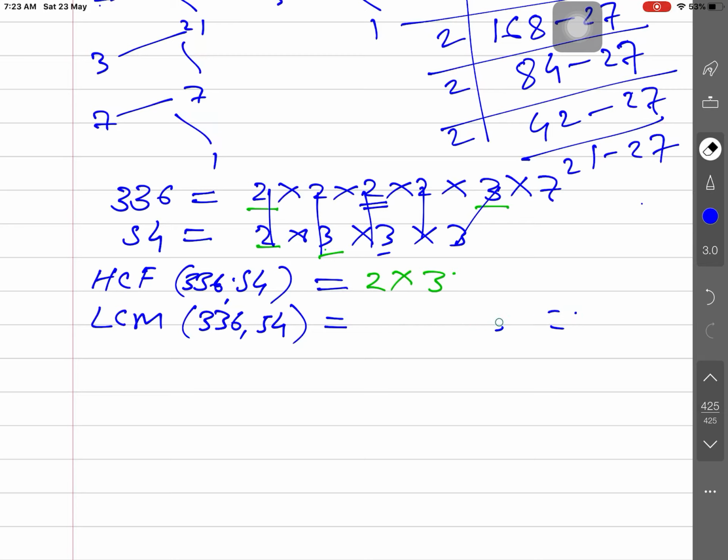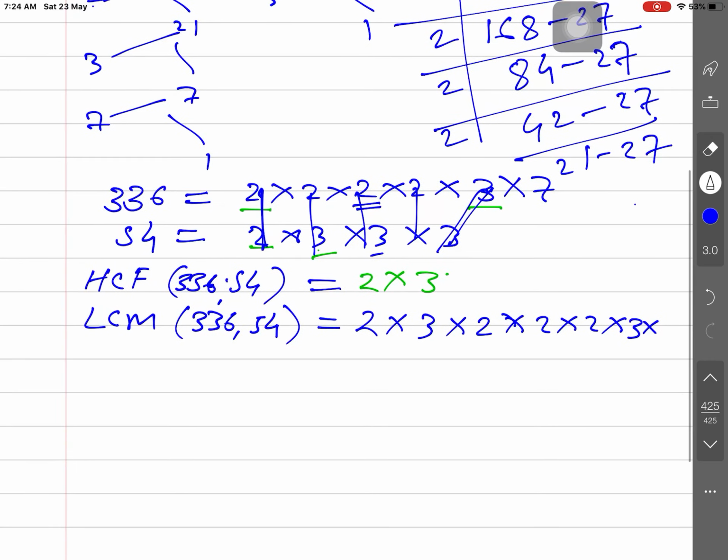Okay, what is common in them? Tell please. So this is common and this is common. Okay, so we wrote 2 into 3. Now what is uncommon? This 2 and the other 2 also here, 3 2s are here and 2 3s are here, and 7 also. Okay, so here is the LCM.